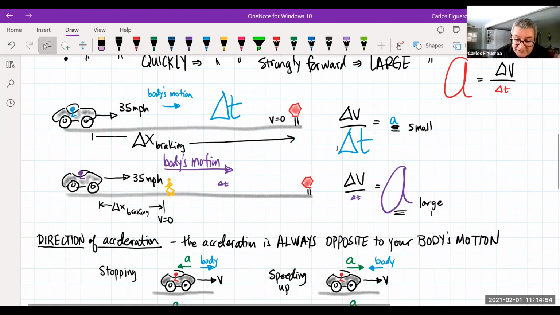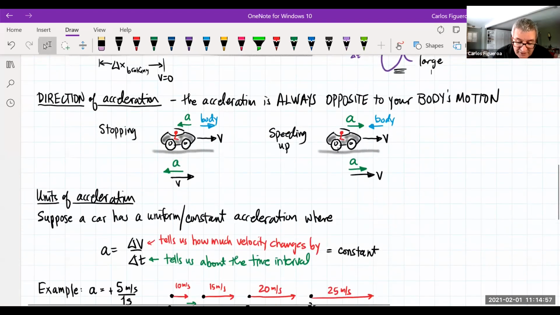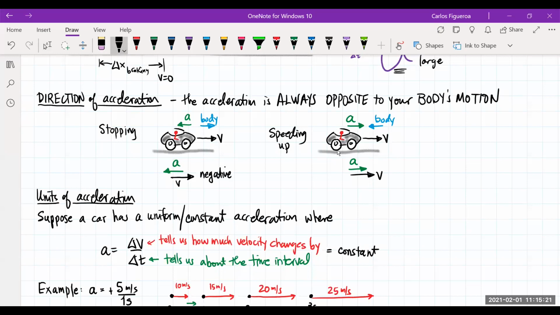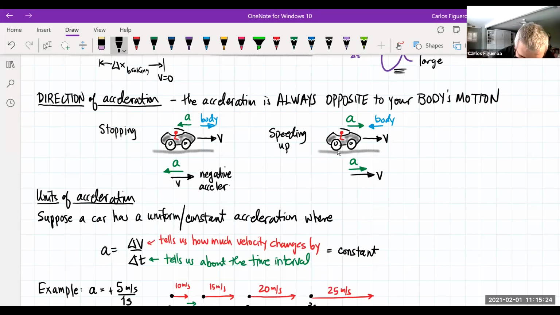So then we just started talking about the direction of the acceleration. And the direction of the acceleration is opposite to your body's motion. So here we go. If you're stopping, we know that our body's motion is in the forward direction. So our acceleration must be in the opposite direction. This is what we call negative acceleration. So negative acceleration implies you are slowing down. So you could see that the velocity and the acceleration are in opposite directions.